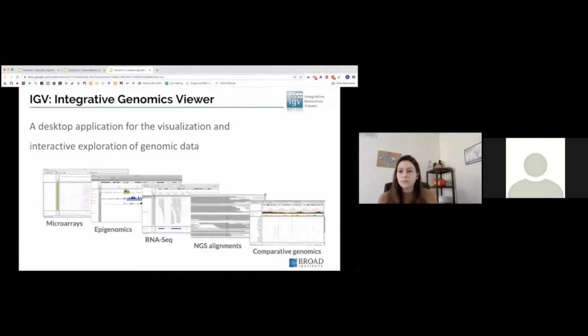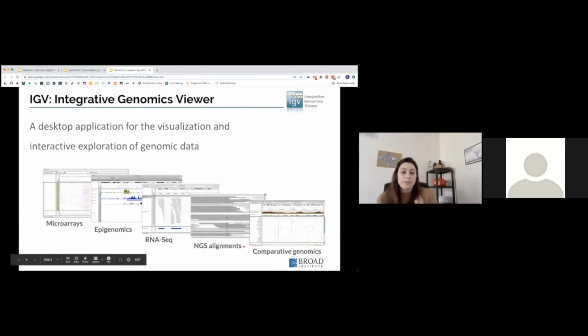The reason we like IGV is that it is a desktop application, and it serves for you to visualize and interactively explore genomic data of any kind. It can be derived from microarrays, from epigenomic studies, from RNA-seq. You can actually see the alignments and the sequence behind each read. And you can do comparative genomics and look at the conservation of bases across different species.